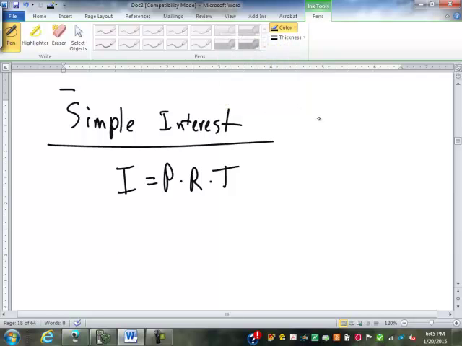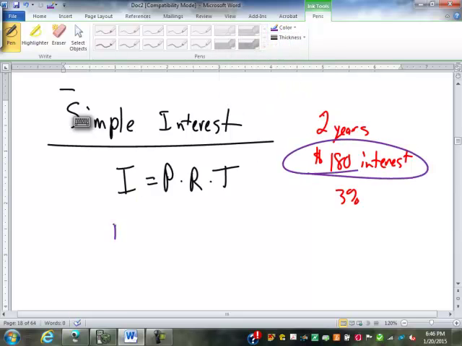Let's say we are told that in 2 years, so that would be the time, there is $180 in interest at a rate of 3%. So that means I is 180. P is what we're looking for, trying to find the principal. R is the rate. Now the rate is listed as a decimal percent. So instead of 3, it is 0.03. And the time is always listed in years, so 2 years is just fine.